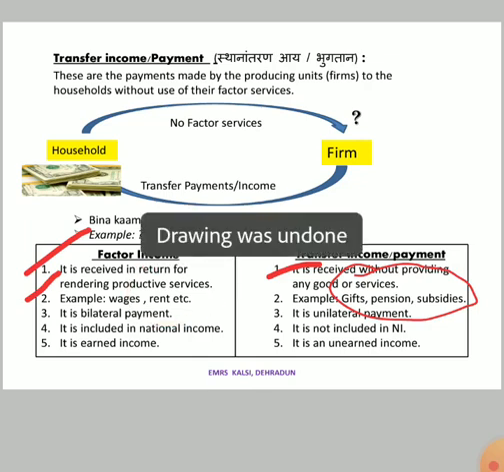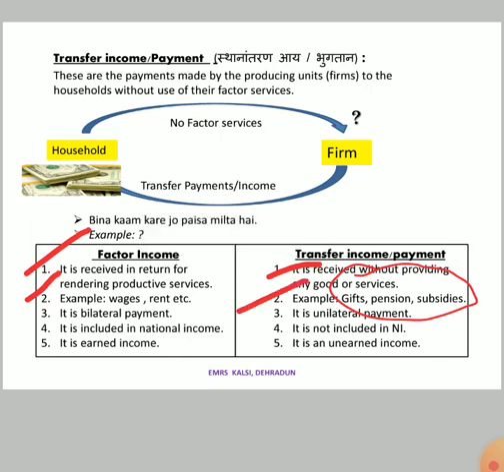And what is transfer income? Gifts, pension, subsidies. We do not work for any organization to receive the gifts, to receive the subsidies. The subsidies which we receive are without providing any services. That is the government scheme. Here pension is not the retirement pension, it is the old age pension. The old age people get some pension from the government, so that pension will be counted here.